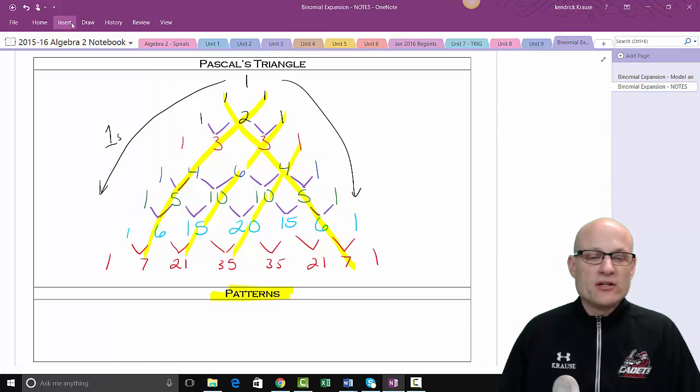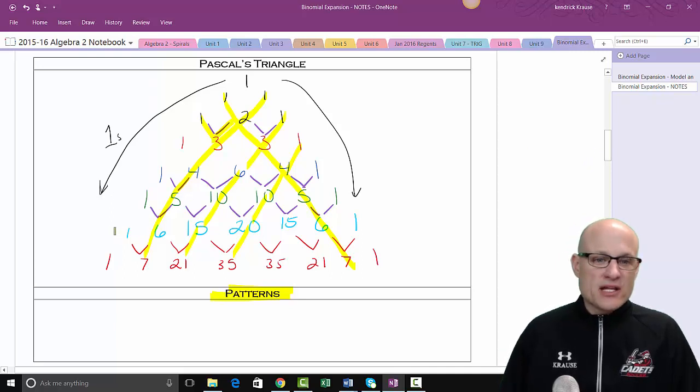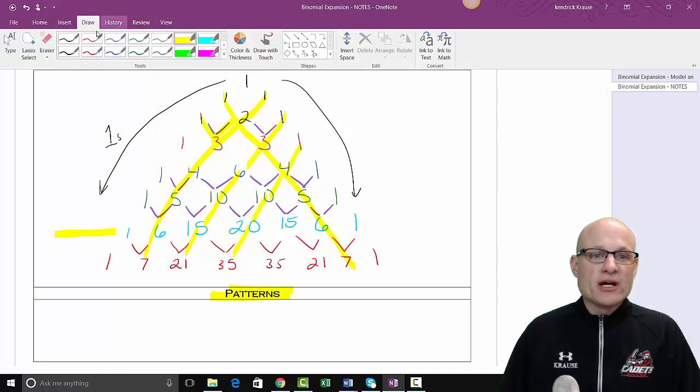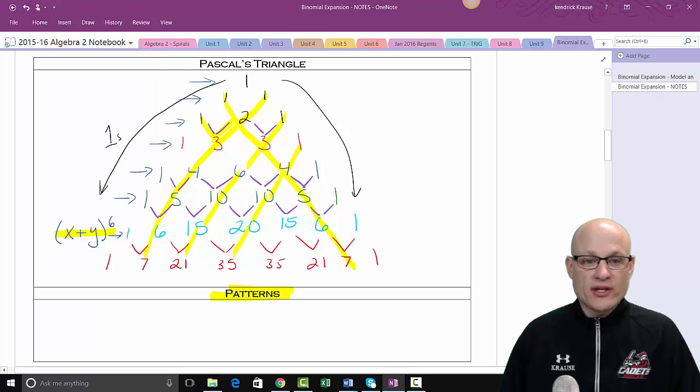The big thing I want you to remember is that it's the sum of the two previous. So how is that going to help us out? Well, this line here represents, if I had something like (x + y) to the 6th, I would use this row. 1, that's 0, 1, 2, 3, 4, 5, 6. So that would be the 6th row, and I would use those coefficients.